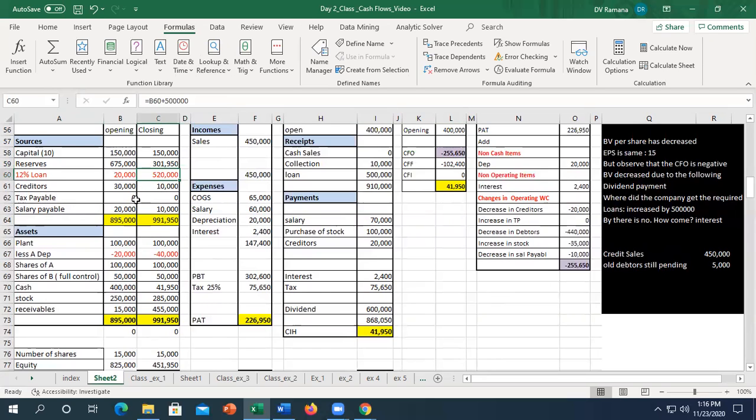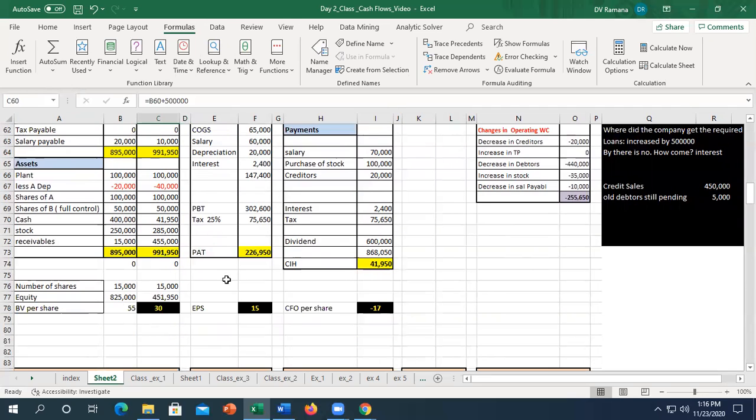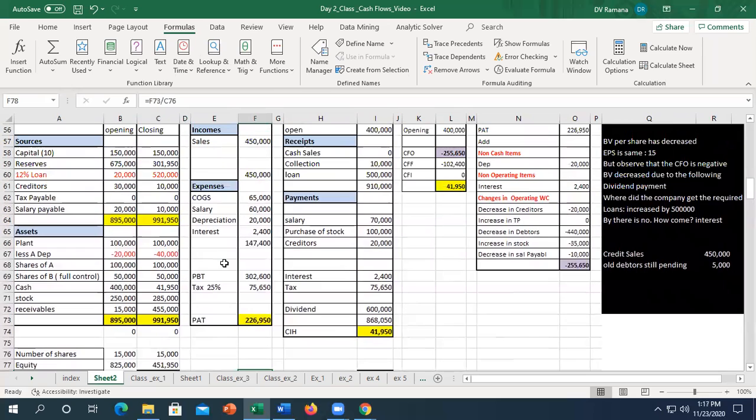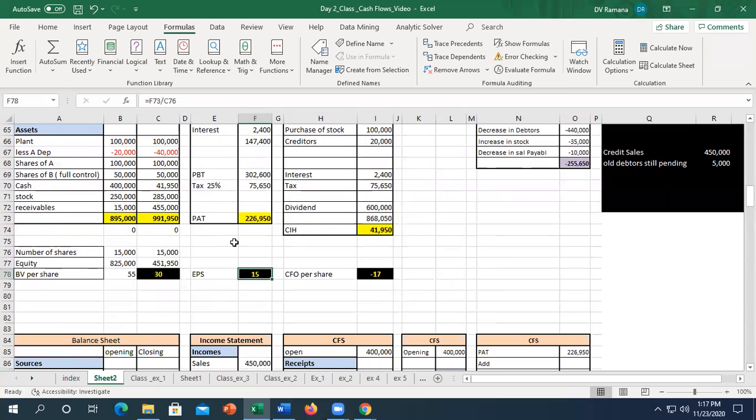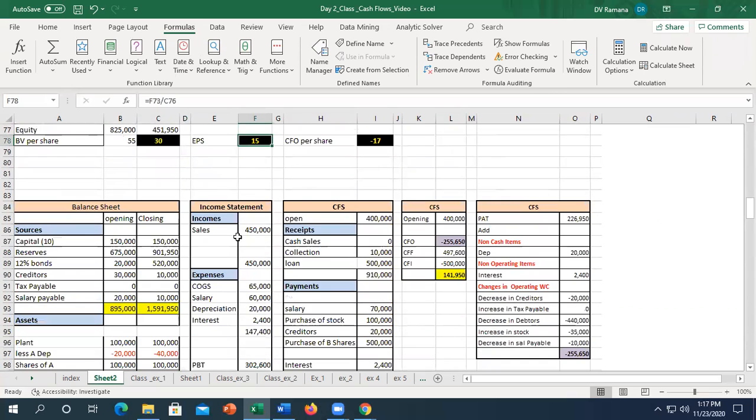Okay, so we are able to see the same EPS, but a change in book value per share. Examine why the book value per share is changing, and link it with the cash flows, because the cash flows are actually the operating efficiency of the company. And within the cash flow, always keep a watch on cash flow from operations. Now, let us see the fourth situation.